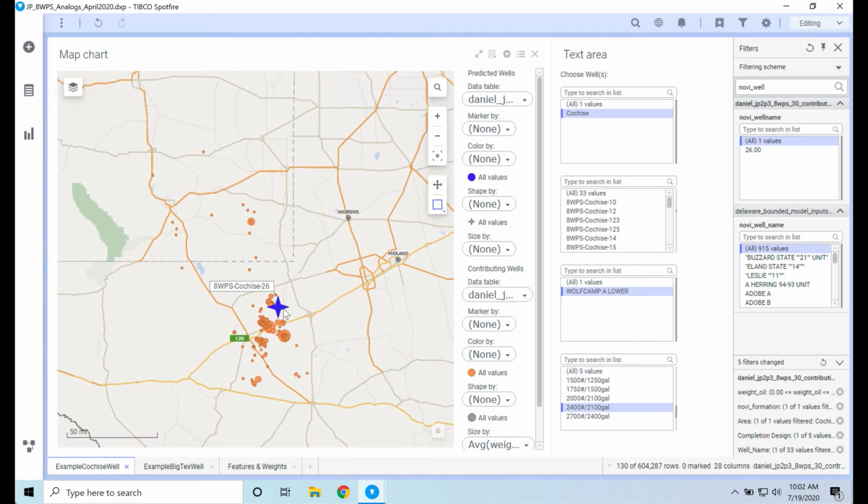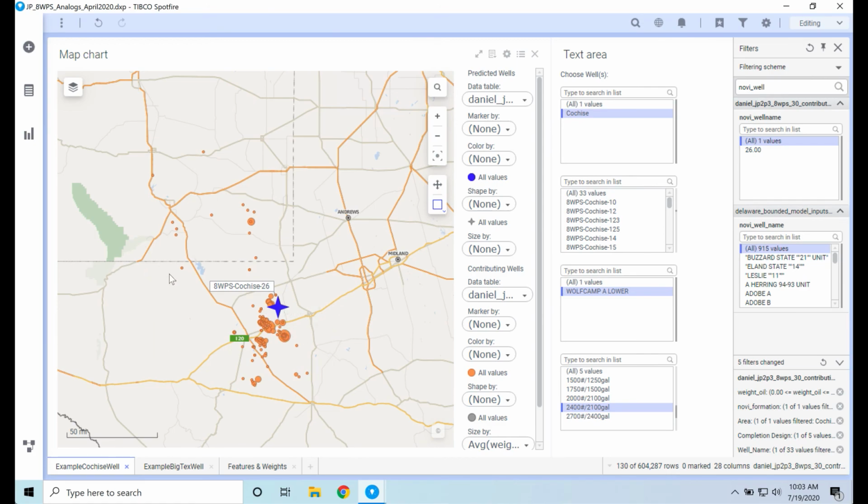So here I have a well on Parsley's acreage in the southeastern Delaware. It's a Wolfcamp A lower well, so our model made a prediction for this well. And for the most part, you see the wells that I thought were analogous are located in that same part of the basin along strike, and then a little bit down dip of where that was located.